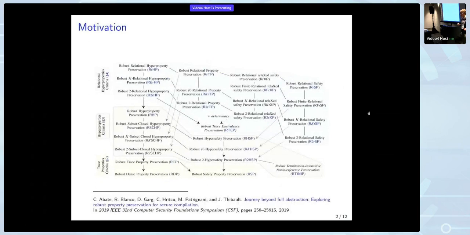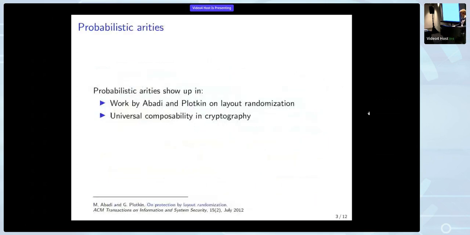So the current state of the art is the excellent paper by all these people, some of whom are present: The Journey Beyond Full Abstraction, which has a framework of all kinds of properties. But there are some things that are not yet considered, and where we currently are in our work is trying to collect all these things in the wild that should fit into the next framework, I guess.